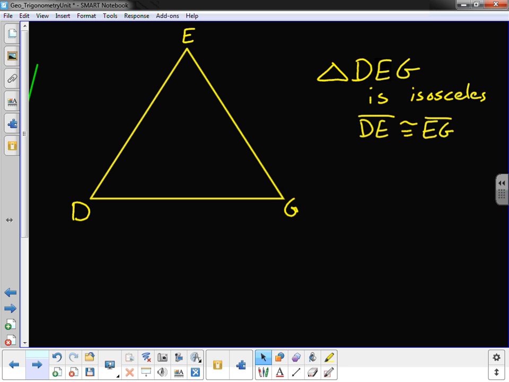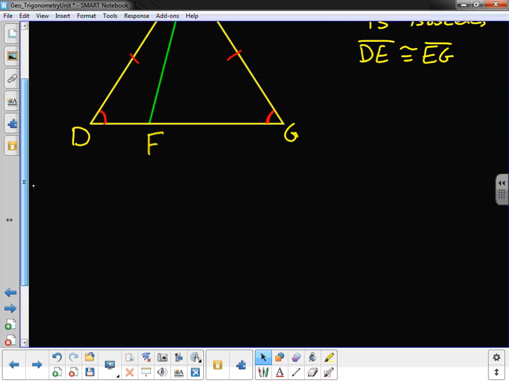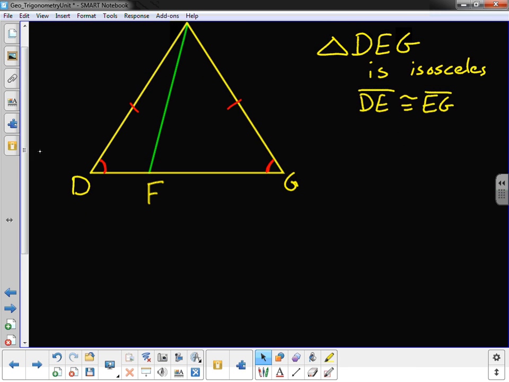If it's isosceles, it means that we know that DE and EG are congruent. So angle D is congruent to angle G. Now, if I bring in a side, or just a segment, that goes from E and it crosses the other side at point F, I create something that looks like that. I now have two little triangles in there. And as we know from proving triangles congruent, this side here would be congruent to itself.